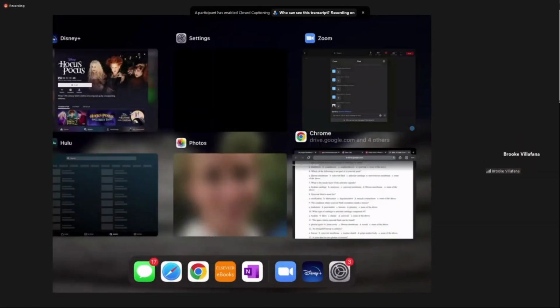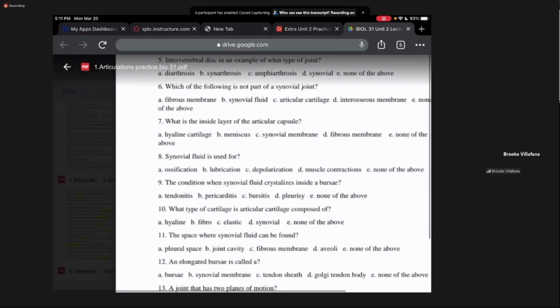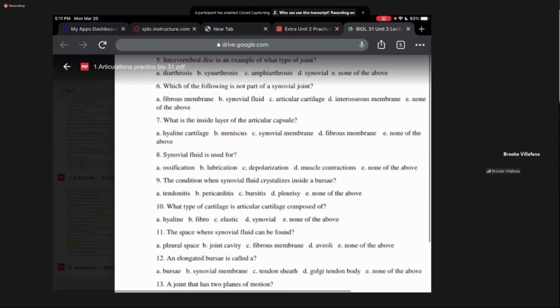Yes, so you're all saying D, right? So D, because the interosseous membrane is kind of fictional. It's not something that's found inside the joint. We remember we have our fibrous membrane that goes around the joint. There's also the serous membrane that puts out the synovial membrane that puts out the synovial fluid. And then we have the articular cartilage found at the ends of the joints, right?